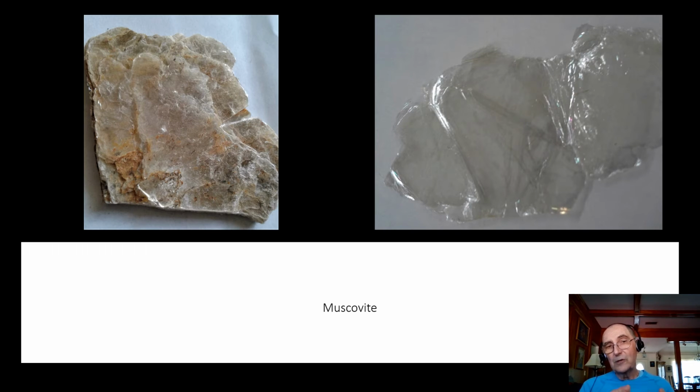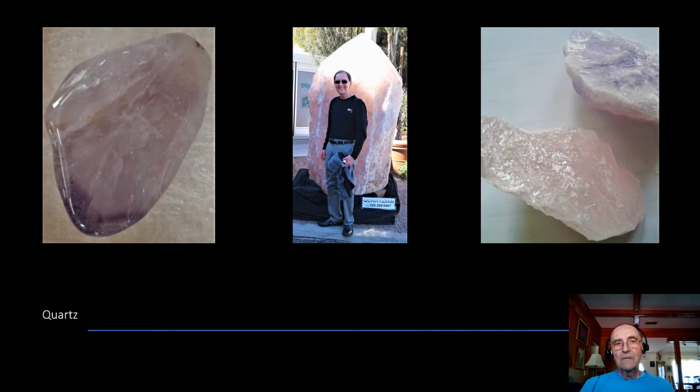Your white or your golden mica is muscovite, and you can see pictures of samples of this here. Finally, we get to the point where we have silicon dioxide, or SiO2. That is the mineral quartz.